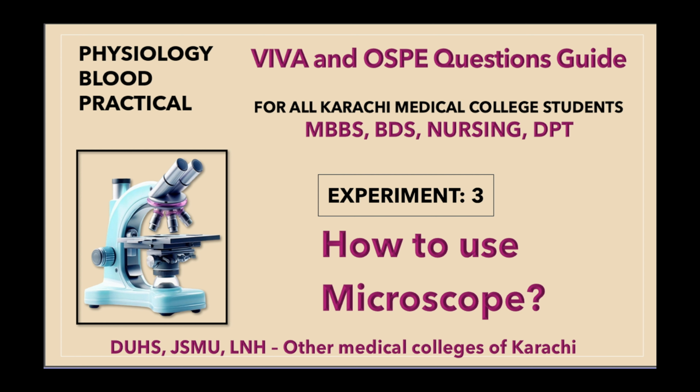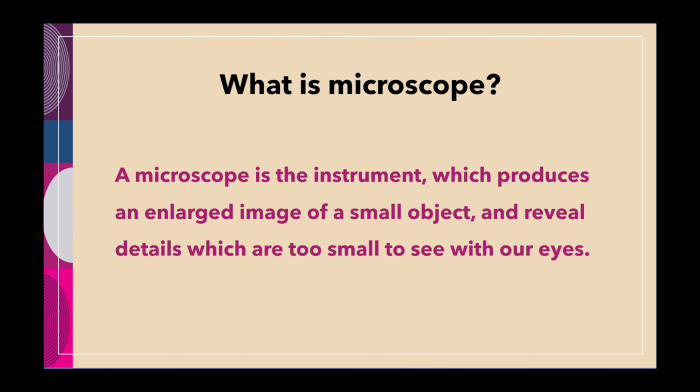This is the third practical from the series of physiology blood practicals. This is the VIVA and OSPE question guide. Basically, all these videos are designed for the preparation of OSPE and VIVA questions that may be part of observed and unobserved OSPE in the physiology practicals of blood. So this is the practical on how to use a microscope. This practical is also a part of anatomy.